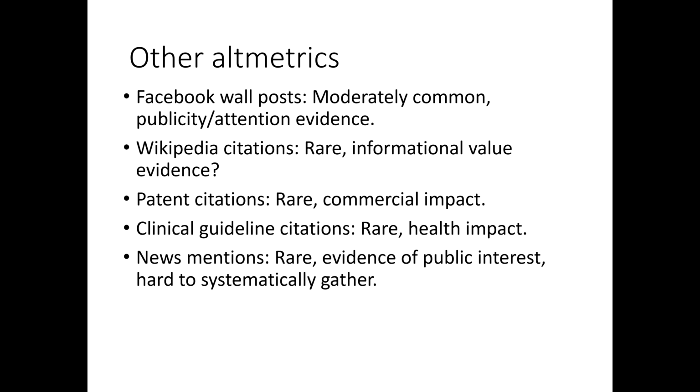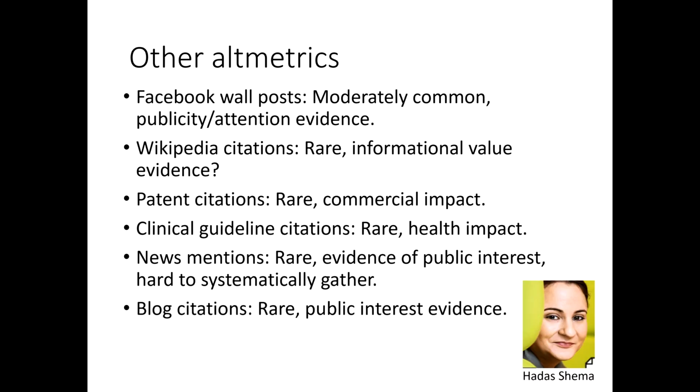And news mentions, if you're cited in a news article, then that's evidence of public interest. But this is hard to systematically gather. You can get the data from Altmetrics service providers, but I think they can't crawl all the major news sources. And blog citations, so blogs citing academic research are fairly rare, but they provide good evidence of public interest. Blogs, the science blogs particularly, are often the transition between academic research and public understanding of it.